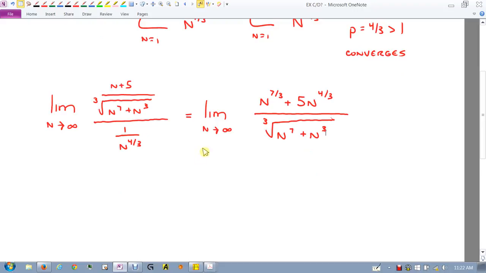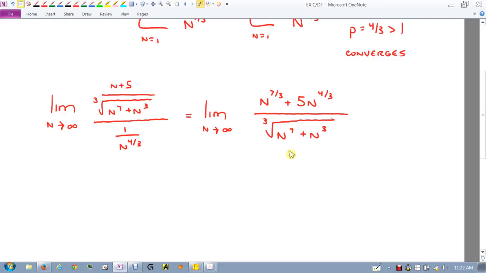Now right now, if you just let n go to infinity, you're going to get infinity over infinity. This is infinite, this is infinite. You may think L'Hopital's rule here, but I sure don't want to take the derivative of this because that's going to be chain rule. It's going to be a disaster. This would be easy to take the derivative of. So I'm going to do something.